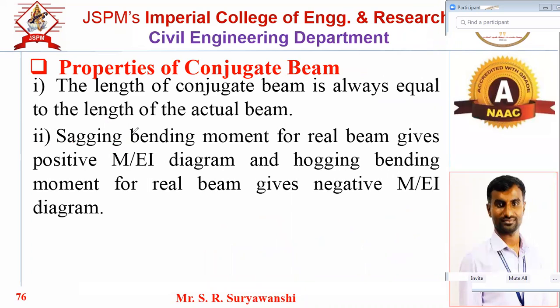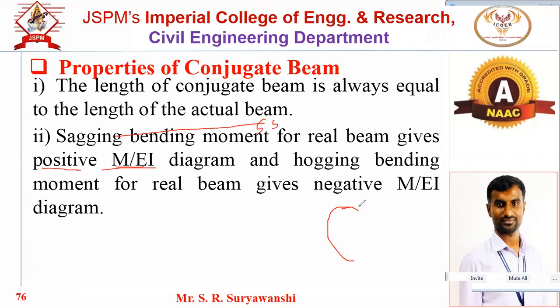So in case of a simply supported beam, the M by EI diagram will be positive. Positive means above the reference line. That is in case of sagging, means simply supported beam. And in case of hogging bending moment, which kind of beam will it be in? Can you tell?